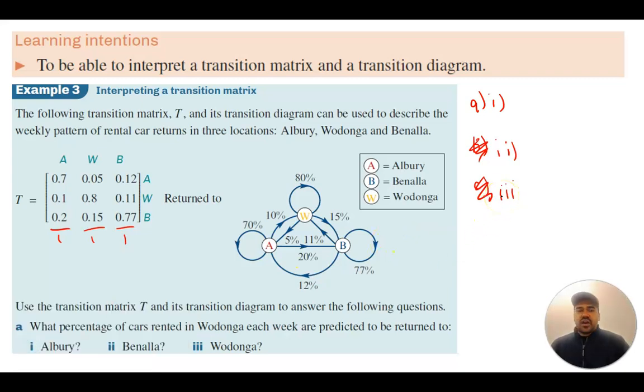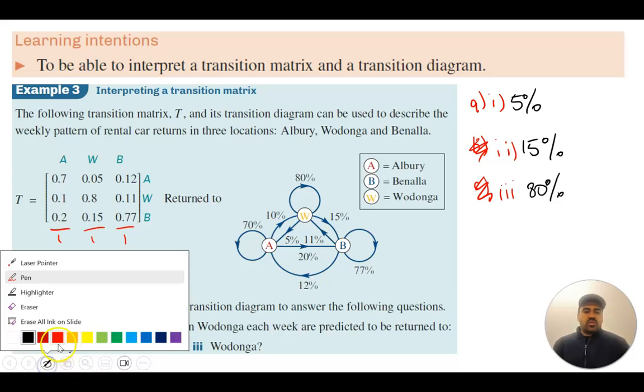In this case, this is a 5%, okay? So we start at Wodonga and then we end up at Albury. So Wodonga here, when you rent this car, 5% of them go to Albury. We can see this, start at Wodonga, end at Albury, 5%. Not 50%, it is 0.05, so it's 5%. Second question is asking for it returning to Benalla from Wodonga, so this here is 15%. And Wodonga to itself, 80%.